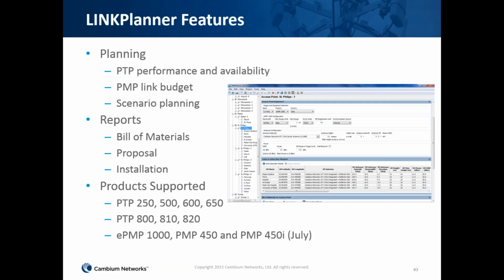So if you're looking at an area you want to be able to serve, Link Planner is a free tool from Cambium that you can download and understand exactly what you can and can't do with fixed wireless broadband for your area. Next slide.